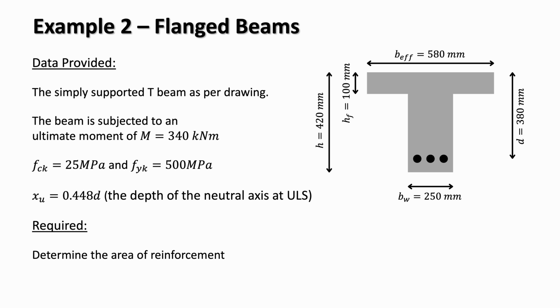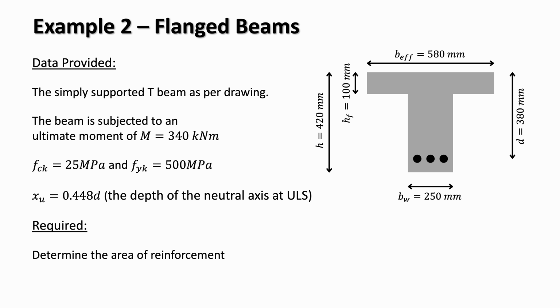So let's get into our second example. Here we've got a flanged beam, or a T-beam. It's already giving us the effective width of the flange at 580 millimeters. The height of the flange, or the height of the slab, is 100 millimeters. The height of the whole T-section is 420 millimeters. The effective depth is 380, and the width of the web is 250 millimeters.